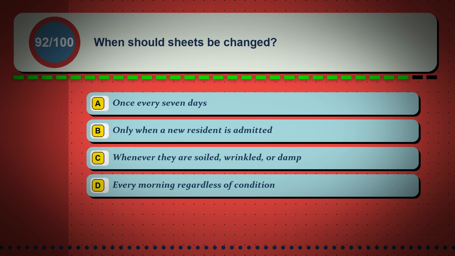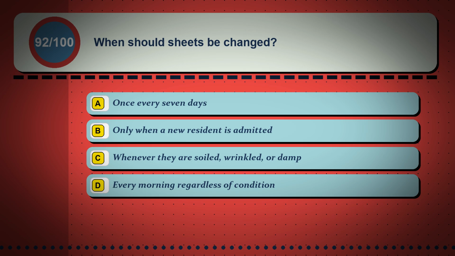Question 92. When should sheets be changed? Option A, once every 7 days. Option B, only when a new resident is admitted. Option C, whenever they are soiled, wrinkled, or damp. Option D, every morning regardless of condition.